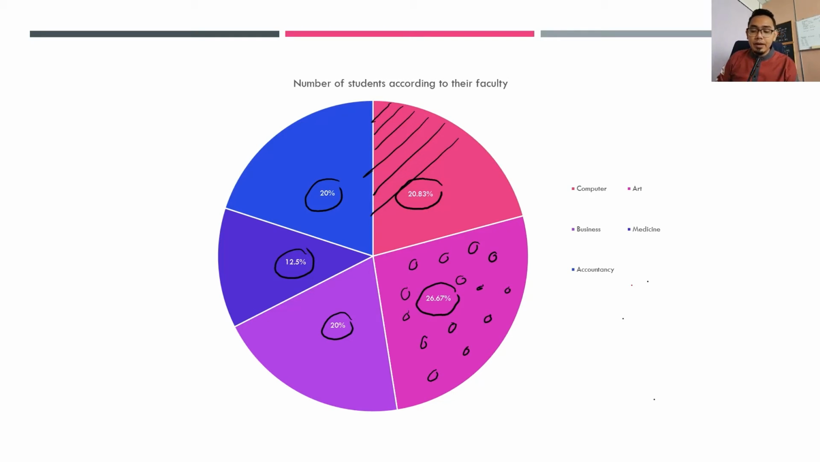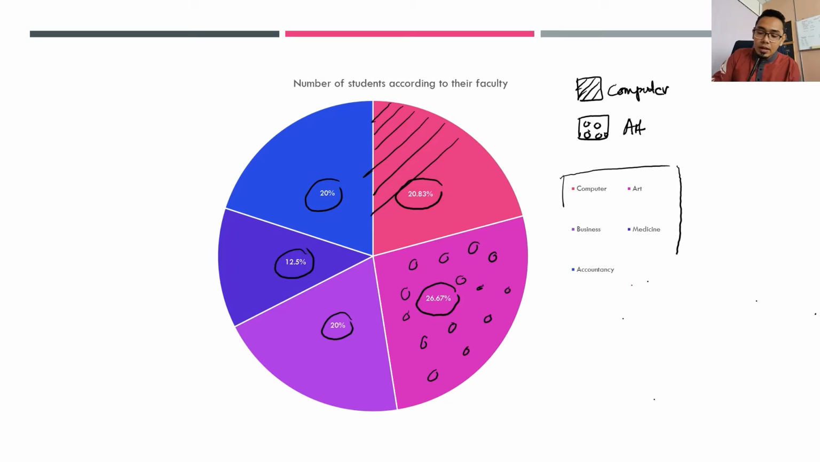category, right? And then you have to make a kind of citation, an explanation. So if you use that, this one is the faculty of computer, something like this. If you use this one, it is for the business, sorry, arts, something like this. And in this case, if we use color, then we should show which color represents which faculty. So this is your pie chart.